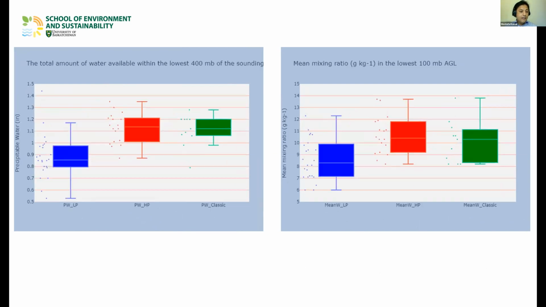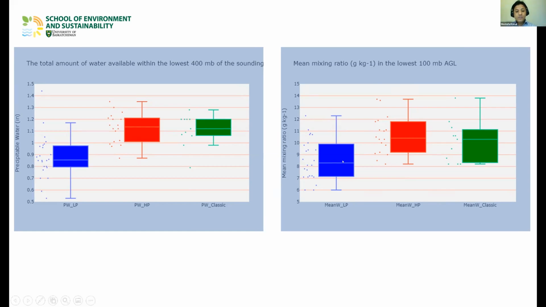And then the precipitable water: in the left panel, it shows the precipitable water in the lowest 400 millibar, and you can see that the lowest amount of precipitable water produces a low precipitating supercell. Although the HP and the classic supercell share at least the same amount of water, later on I will be explaining why one produces the HP and another produces the classic.